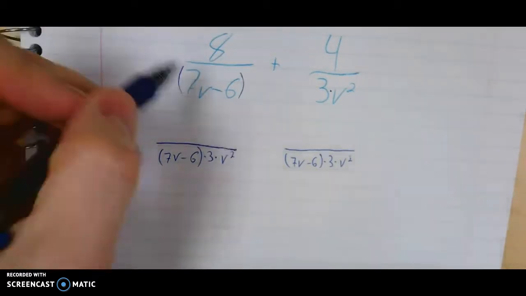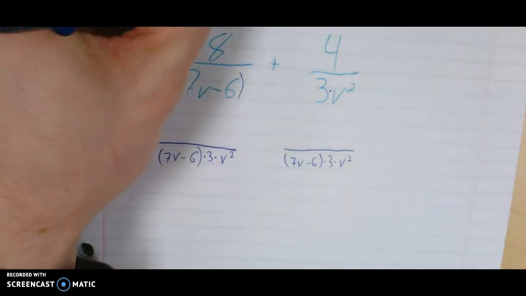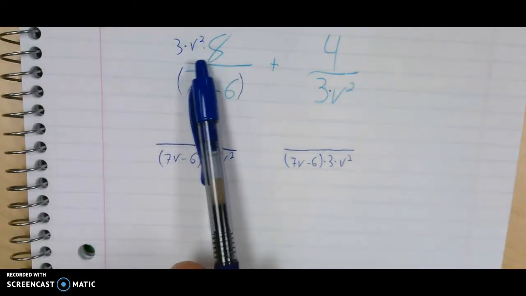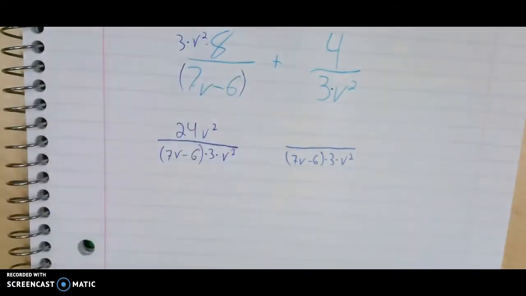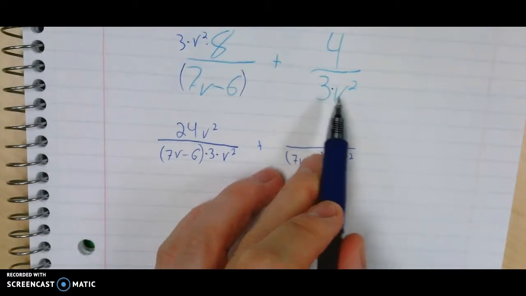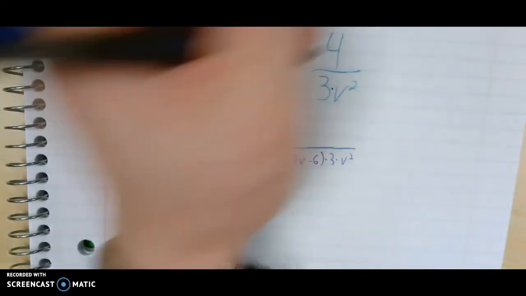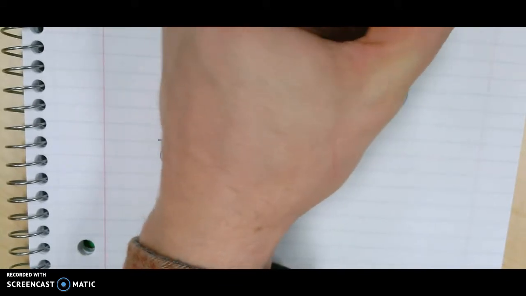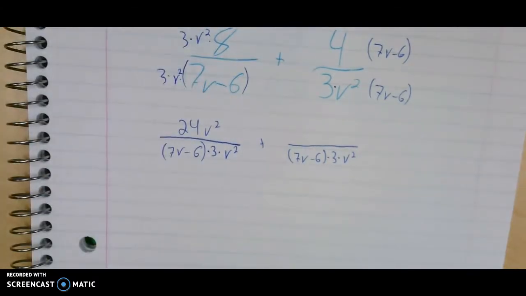All right, the first one, we already have the 7v minus 6, but we're missing the 3, we're missing the v squared. So I need to multiply by a 3 and a v squared. Well, if I do 3 times v squared times 8, 3 times 8 is 24, so I have 24v squared. Plus, on the second one, I already have a 3, I already have a v squared, but what I don't have is this 7v minus 6. So I need to multiply top and bottom by 7v minus 6, and I'm realizing now that I forgot to do that to the bottom over here. Shame on you for not saying anything.